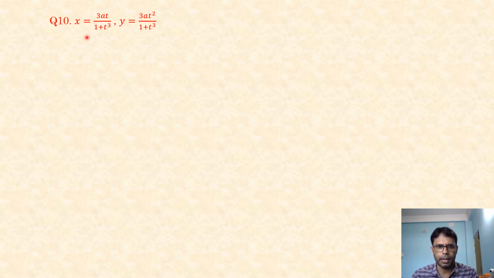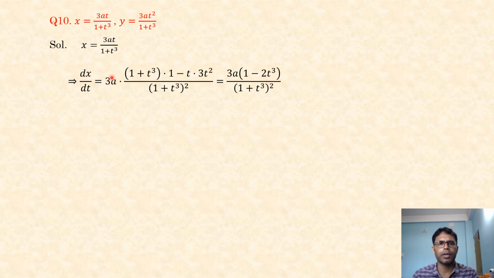So first dx/dt, x is equal to this one. So dx/dt, 3a I keep in front, 1 plus t cube whole square in the denominator, then the denominator, 1 plus t cube, into the derivative of the numerator, t, which is 1, then minus t into the derivative of this denominator, it is simply 1 is 0 and t cube is 3t square. 3 is already there. Completing this, 1 plus t cube minus 3t cube, so that is 1 minus 2t cube, and it is divided by the term which remains the same.